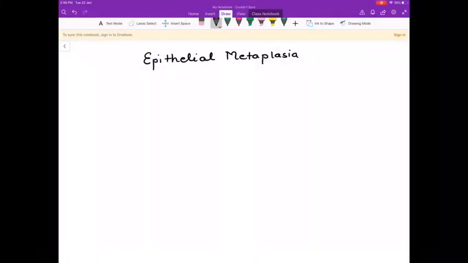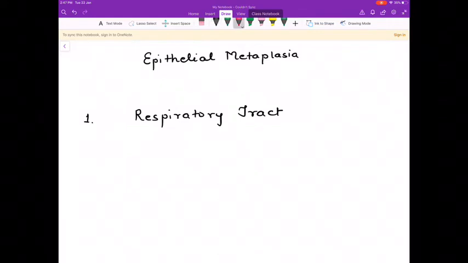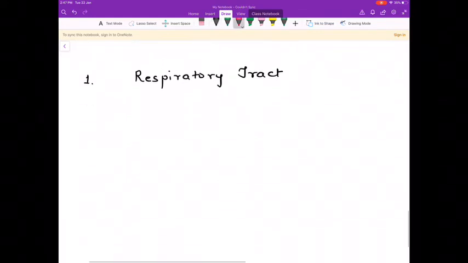In the first part of the lecture, we saw what are the different questions asked. Second, we saw that what is the exact definition and mechanism and types. In this part, we are going to see what exactly epithelial metaplasia is and what are the example. And for that, let's visit respiratory tract.